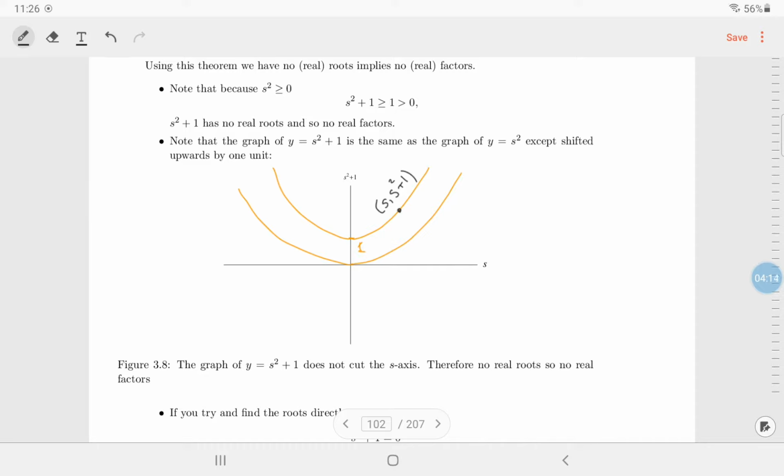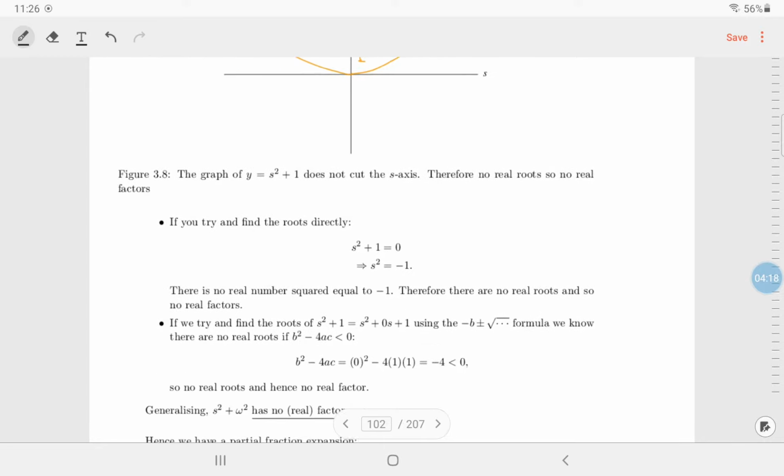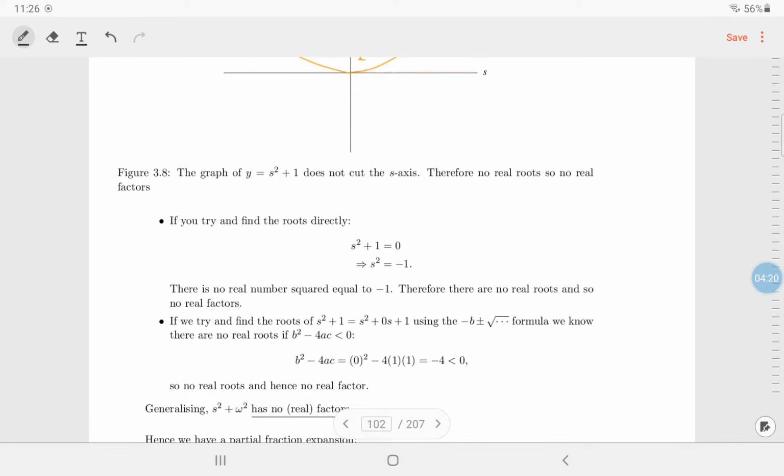So that means s squared plus 1 is never equal to 0. So that means there's no real roots, no real factors. If you try and find the roots directly, you try and solve s squared plus 1 equal to 0, you get s squared is minus 1, but there's no real number squared equal to minus 1, so no real roots, so no real factors.